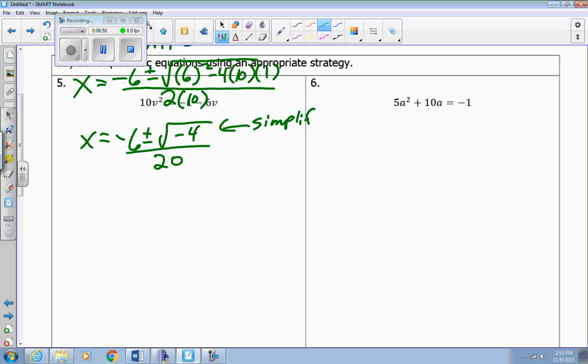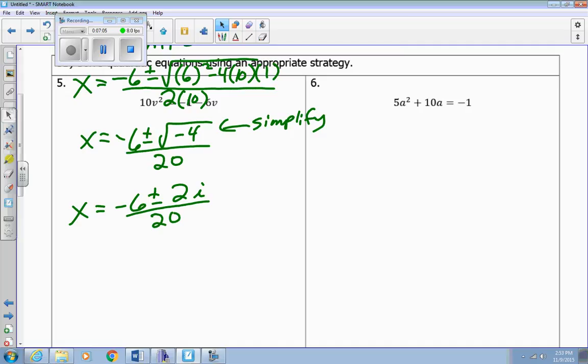So square root of negative 4, in this case that one's pretty easy. Square root of negative 4 is 2i over 20. Square root of 4 is 2, the square root of negative 1 is i. So now, anytime you have those three, the number in front of the plus minus, the coefficient, in this case 2, and the denominator all have something in common, you can simplify it. So all three of those numbers are all divisible by 2. So divided by 2, divided by 2, divided by 2.